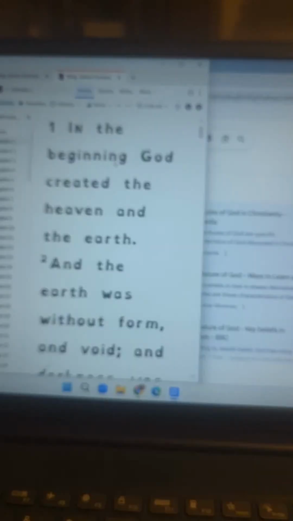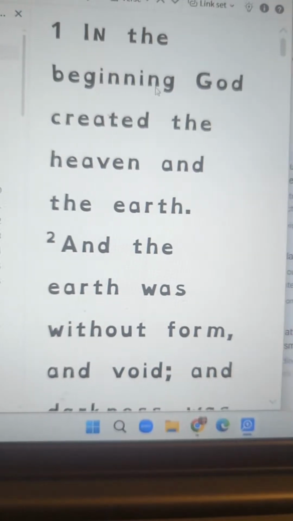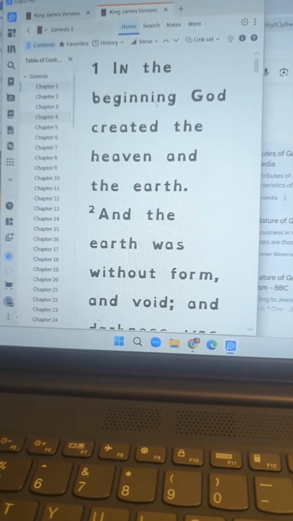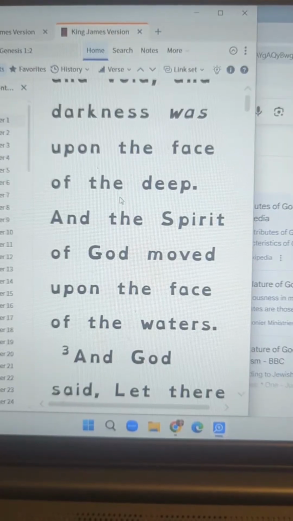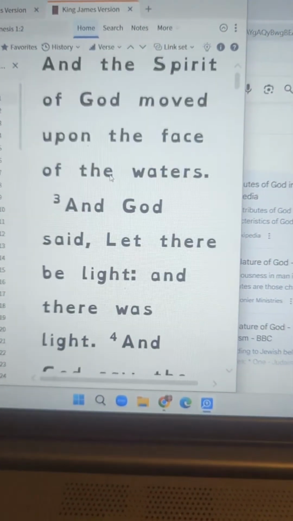Let me go look at that real quick, and we'll start there. Okay, let me close that tab here. Okay, so, in the beginning, God created the heavens and the earth. And the earth was without form and void. And the Spirit of God moved upon the face of the waters. And let there be light. And there was light. God saw, and then He divided, and so on and so forth.